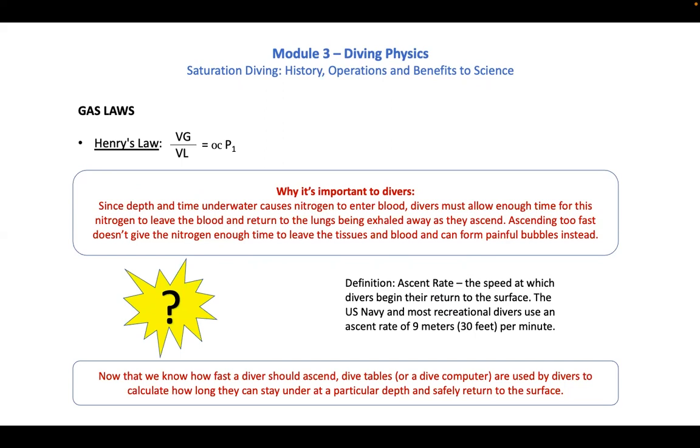Since depth and time underwater causes nitrogen to enter the blood, divers must allow enough time for this nitrogen to leave the blood and return to the lungs to be exhaled as they ascend. If a diver's rate of ascent is controlled properly, the dissolved gas will be carried to the lungs by the tissue's blood supply and will be exhaled before it accumulates and forms bubbles in the tissues. If the diver ascends too rapidly, the pressure is reduced at a rate higher than the body can accommodate, and gas bubbles may form, producing decompression sickness or the bends.